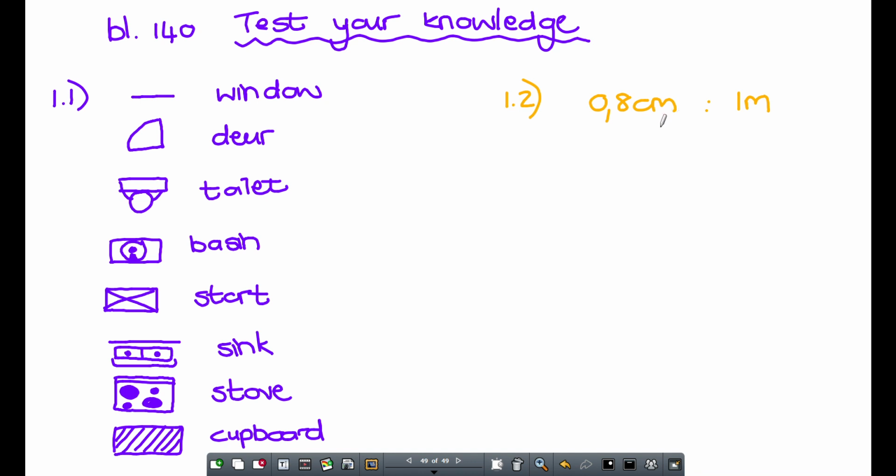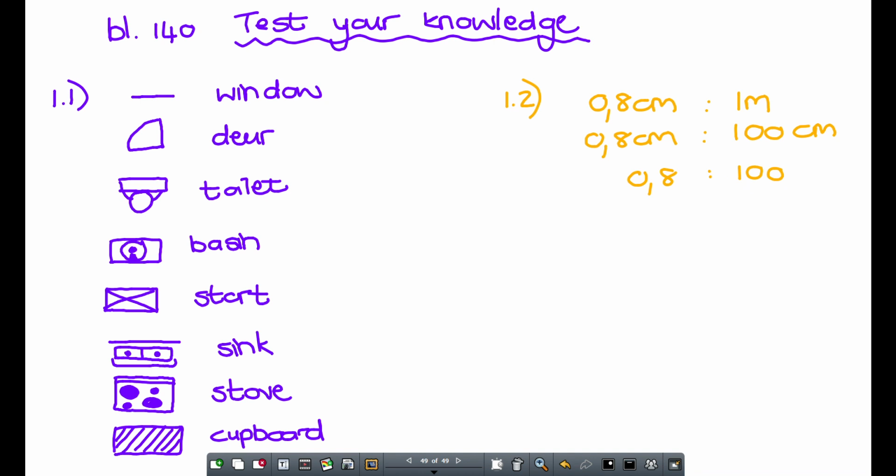Now, we said before we can go any further, we have to convert it so that both of these would be in same units. So omdat ek aan die linkerkant met centimeter werk, I'm going to change the right-hand side so that it's also in terms of centimeters. Nou 1 meter is mos dieselfde as 100 centimeter. Nee, so eintlik kan ek nou my eenhede wegvat because everything is the same and just say 0,8 to 100.